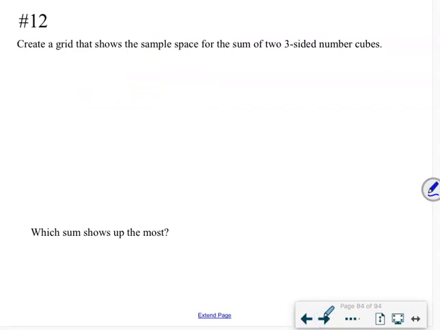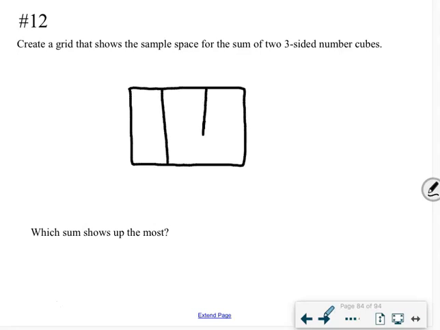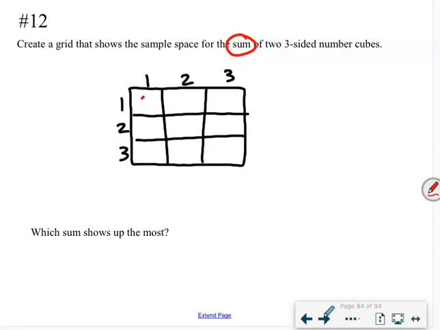Number 12, create a grid that shows a sample space for the sum of 2 3-sided number cubes. Here's my grid. Each cube has 3 sides on it. If you get one like this on the test, make sure you look for, are we adding or are we multiplying? This time we're adding. So in this box, we have 1 plus 1. And you can see how I filled out the rest of it. Okay, so that's the grid that shows the sample space.